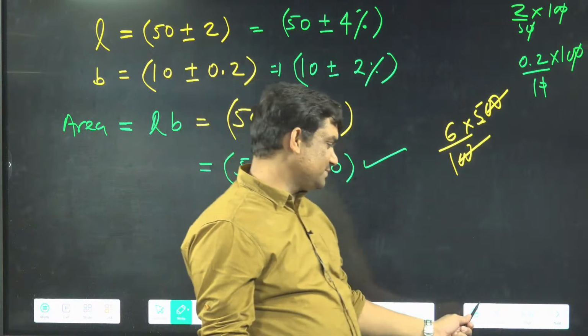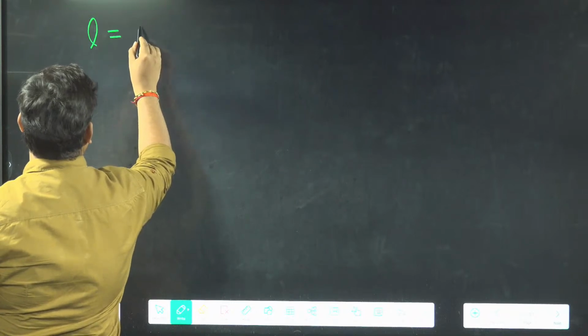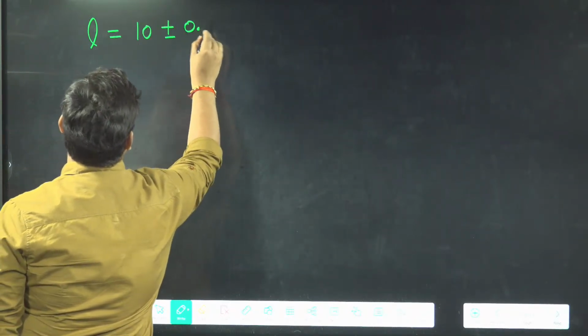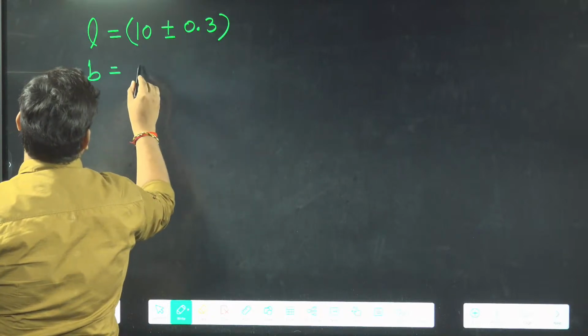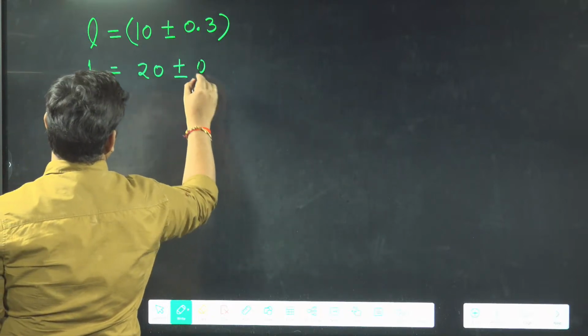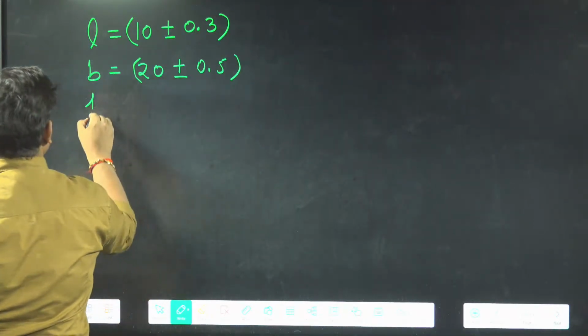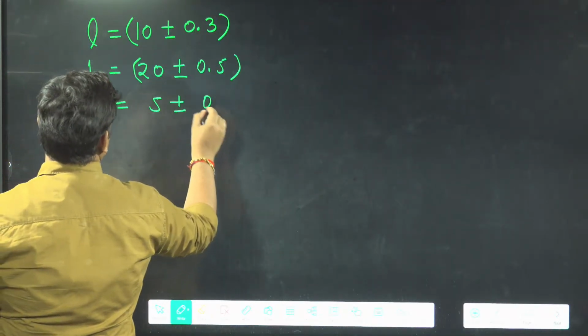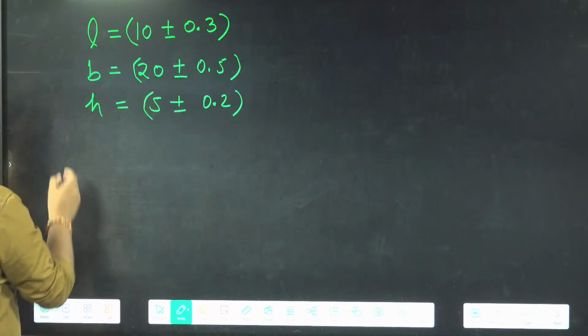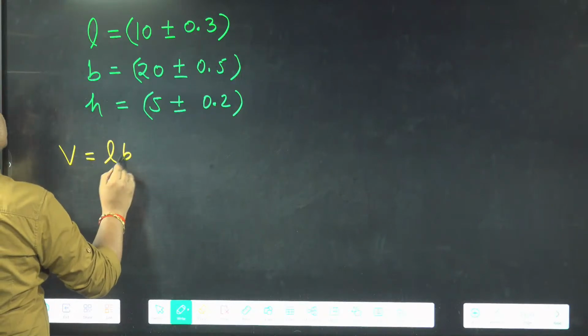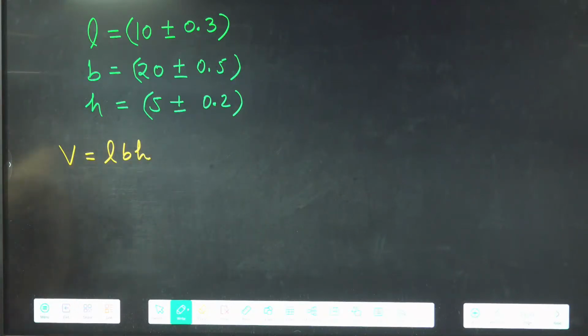Okay. Now I will go for the next question, and I'm giving 3 quantities here. L is given as 10 plus minus 0.3. B is given as 20 plus minus 0.5, and they have given H equal to 5 plus minus 0.2. You need to find the volume. Everyone knows volume is LBH. Tell the answer fast. Who will tell the answer very soon? You can do this question very easily if you write in terms of percentage.